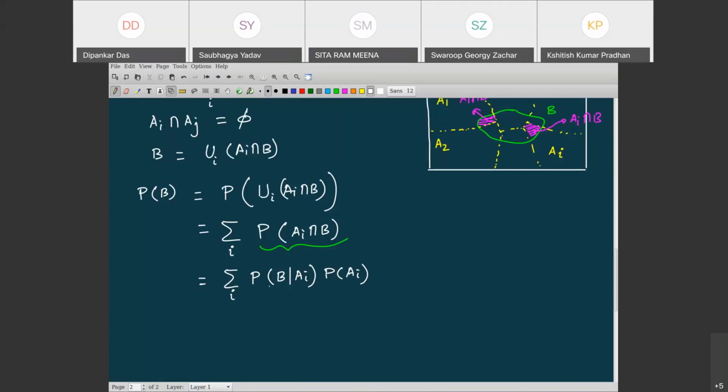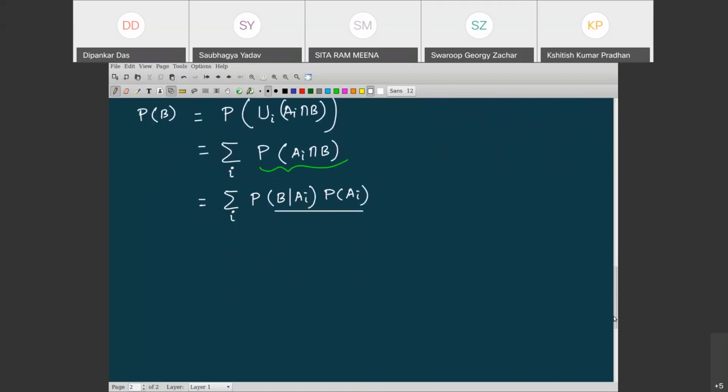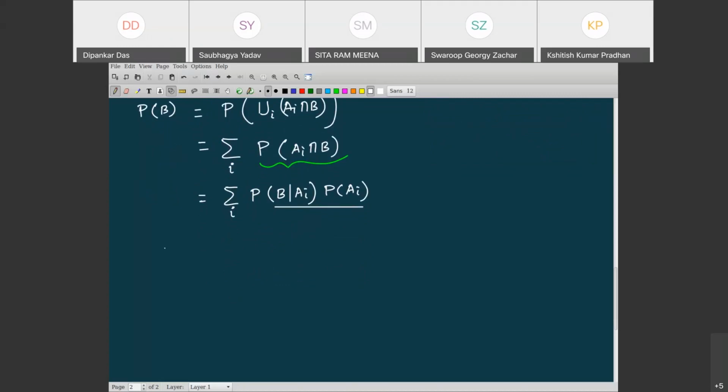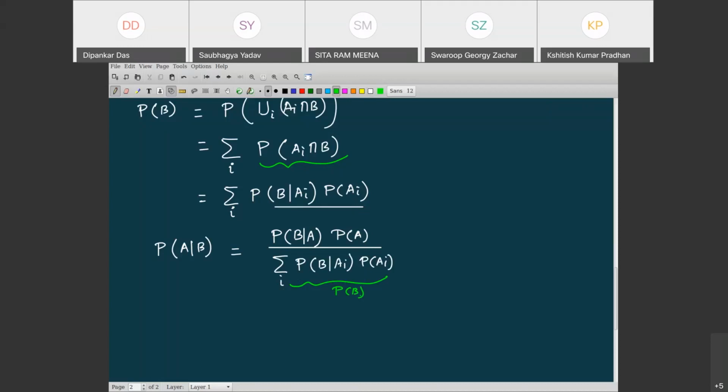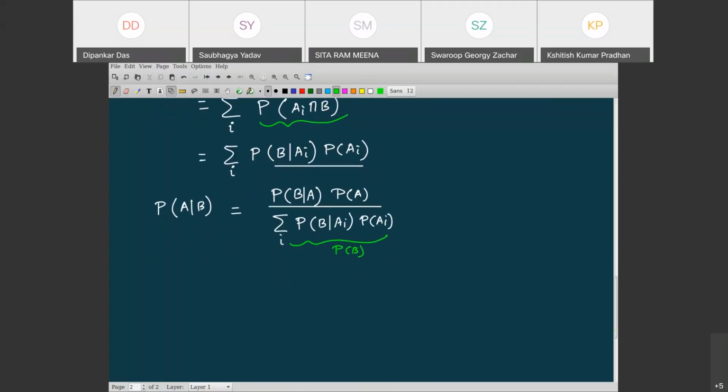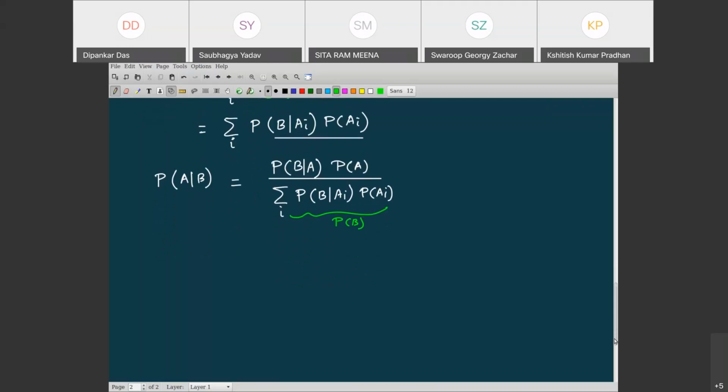So P of B is given by this one. Now if I substitute this formula in the Bayes theorem, P of A given B is P of B given A times P of A, divided by the summation over i of P of B given A_i times P of A_i. If you notice carefully, the denominator is just P of B. This is the rewriting of P of B, and the A_i are a convenient decomposition of the total sample space into n pieces, such that I can find the compound probabilities, or the conditional probabilities, quite easily.